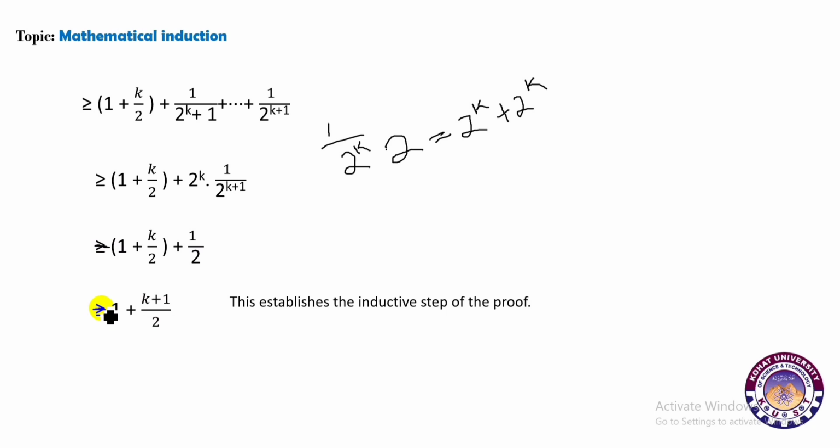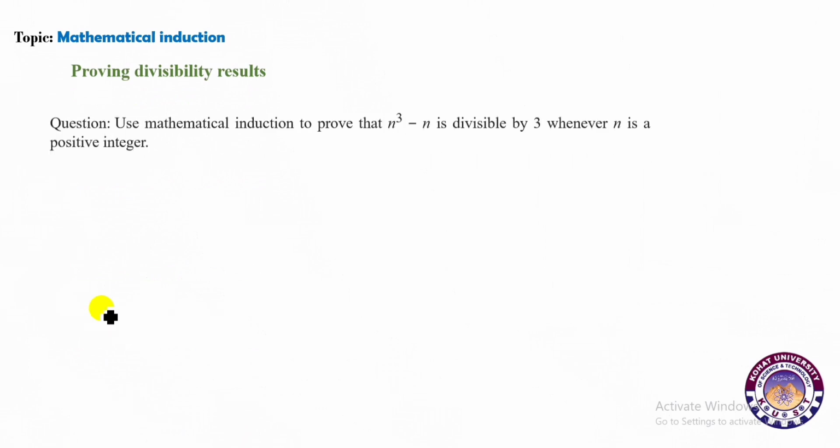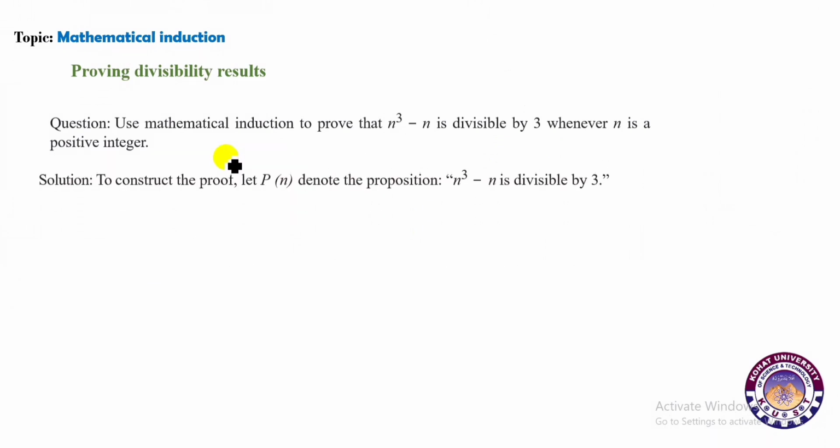This establishes the inductive step of the proof, and thus according to mathematical induction we complete the proof of the given proposition. And now we discuss some divisibility results. First result is prove that n cube minus n is divisible by 3 whenever n is a positive integer. We prove this by the technique of mathematical induction.